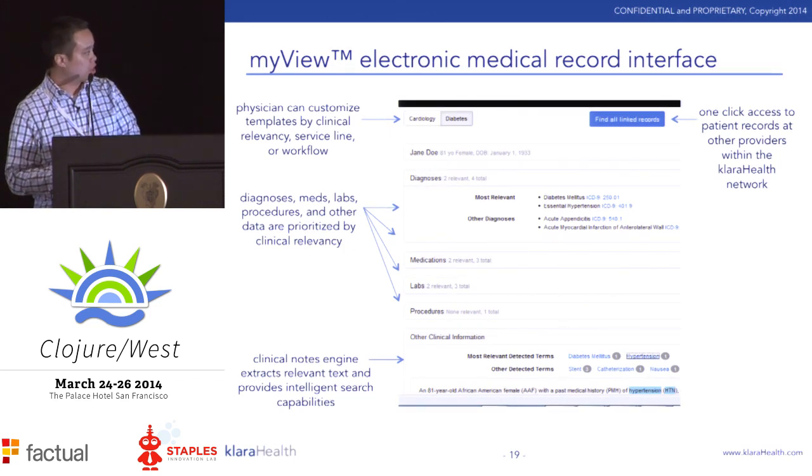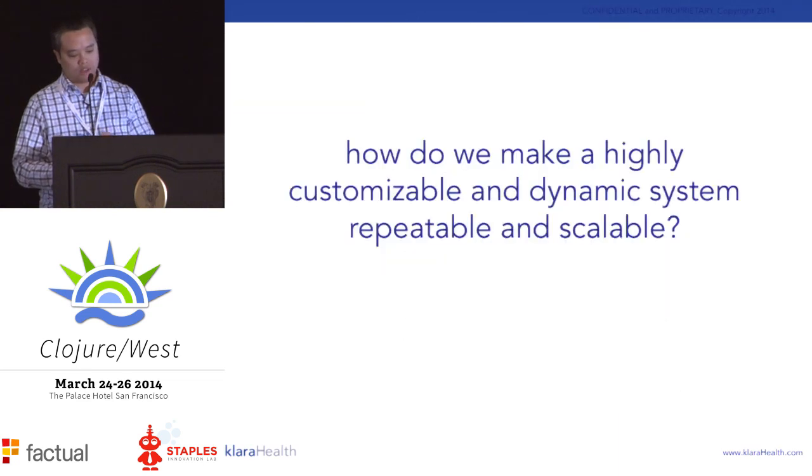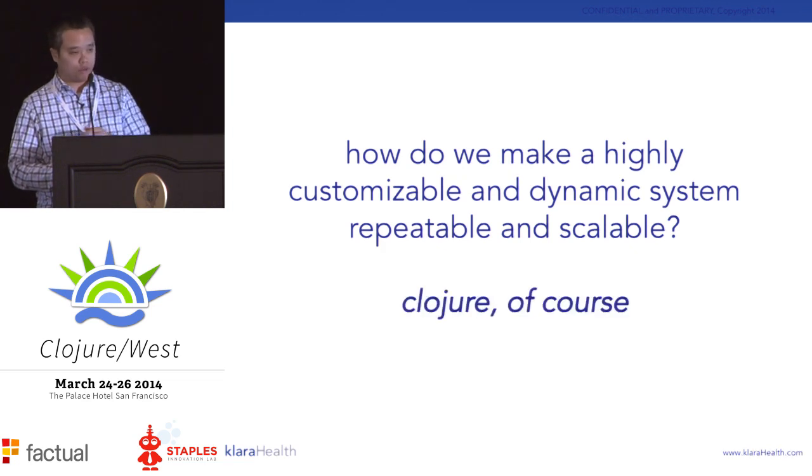It's just there to show that we can group all the data together and provide a concrete example of one thing we want to do with that data. And so the big question is, how do we make that a highly customizable and dynamic system, but make it repeatable and scalable? We discovered Clojure about 6 months ago and had been using a lot of Java before that, and it's become an important part of our toolkit.